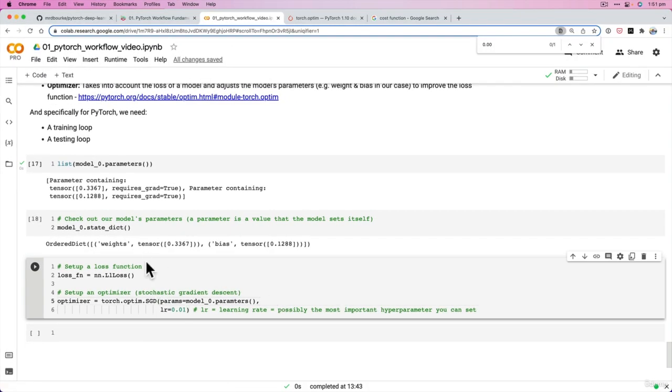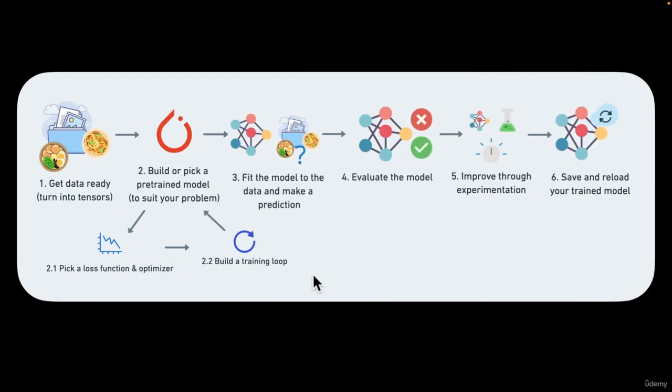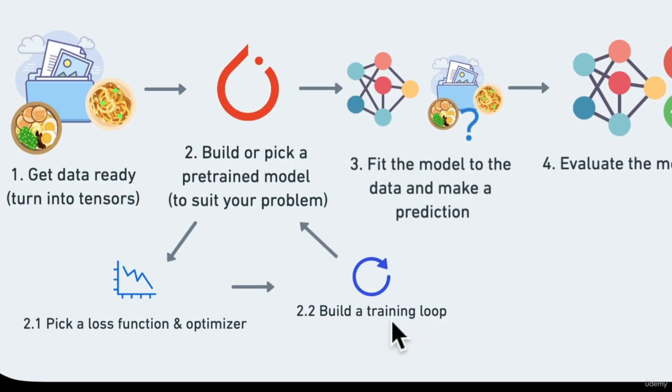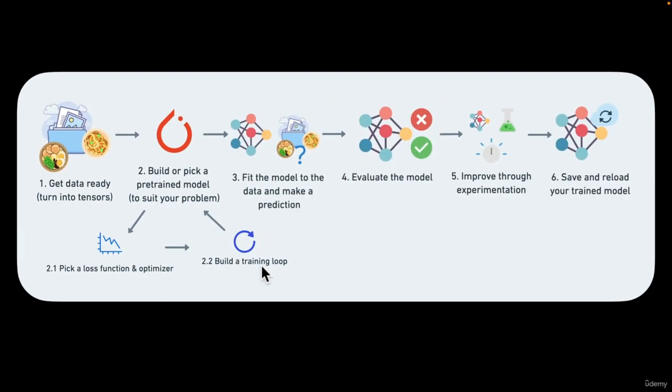So we've set up a loss function, we've set up an optimizer. Let's now move on to the next step in our training workflow, and that's by building a training loop. Far out. This is exciting. I'll see you in the next video.